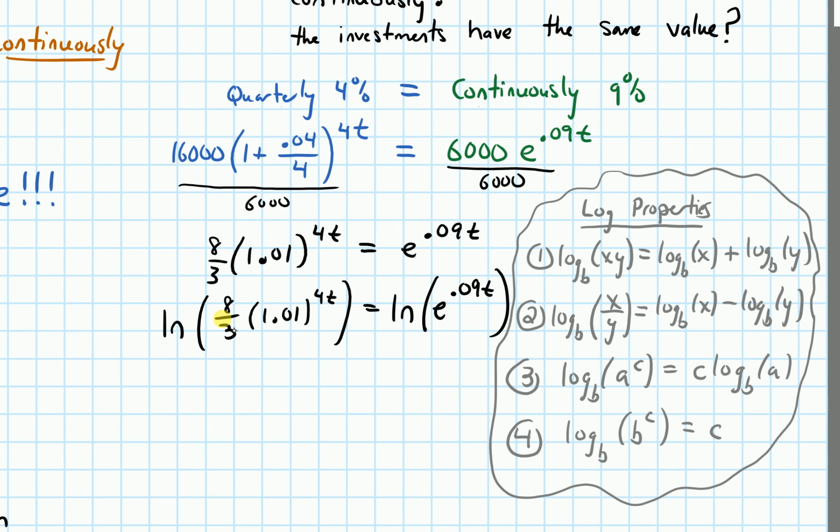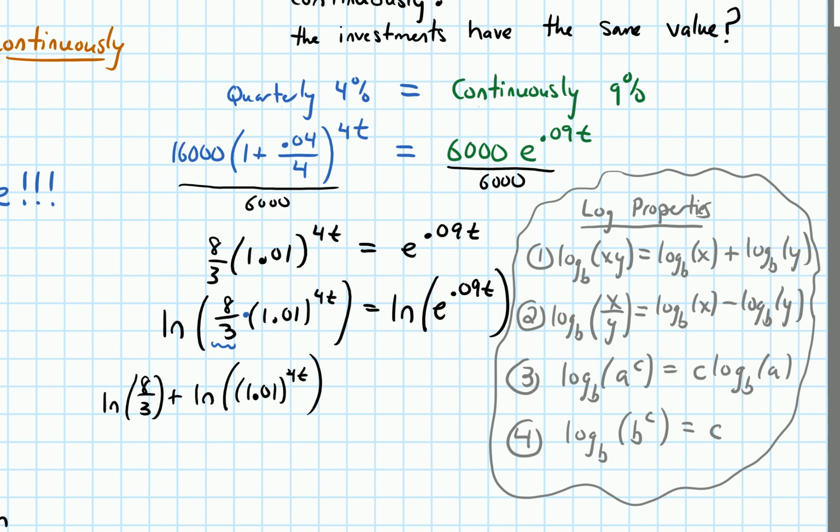So on the left-hand side, inside the parentheses, we have this 8/3 being multiplied by 1.01 to the 4t. So I'm going to use property 1, where we have the x and the y being multiplied, to split it into two logs being added together. So that gives me ln of 8/3 plus ln of 1.01 to the 4t.